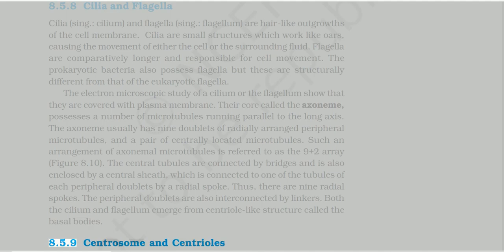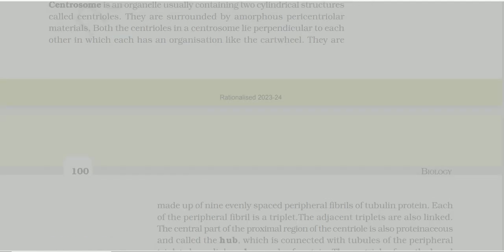8.10 Centrosome and centrioles. Centrosome is an organelle usually containing two cylindrical structures called centrioles. They are surrounded by amorphous pericentriolar materials. Both the centrioles in a centrosome lie perpendicular to each other, in which each has an organization like the cartwheel.